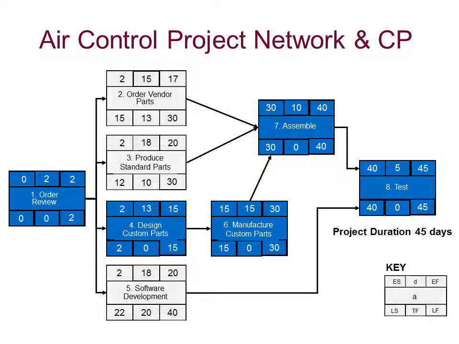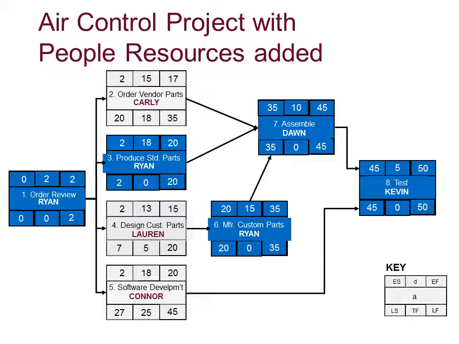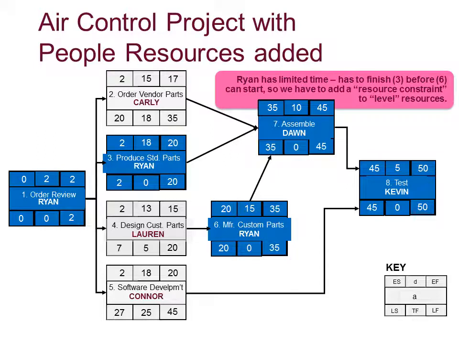You can see initially that the critical path is 1, 4, 6, 7 and 8. What I've had to do, because of Ryan's limited time, he can't start activity 6 until he's finished activity 3, is shift that activity around. I'll move forward again. So that's what I've done here. So I've shifted the activities around to accommodate Ryan's limited period of time. Here we are. So what we're doing in this case is leveling the resource. So I've had smoothing, now I'm leveling.